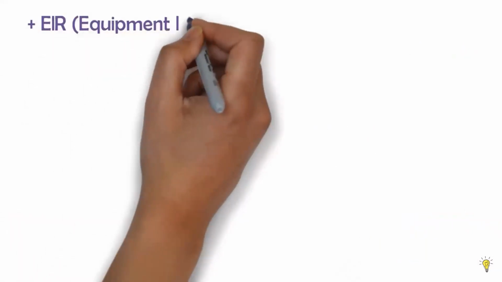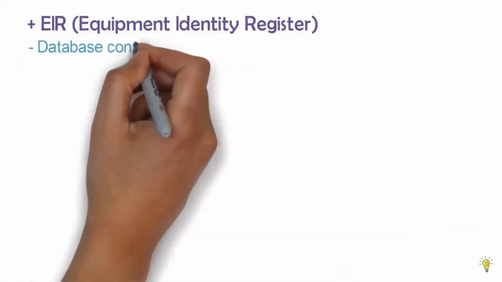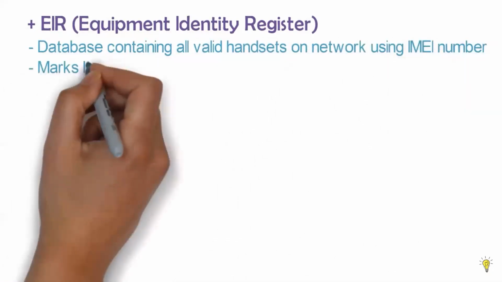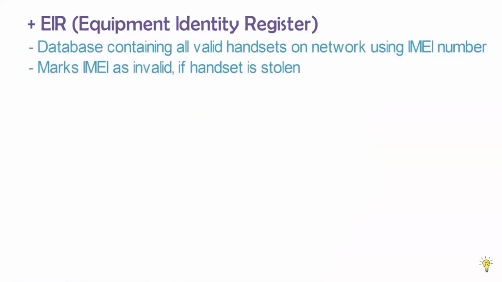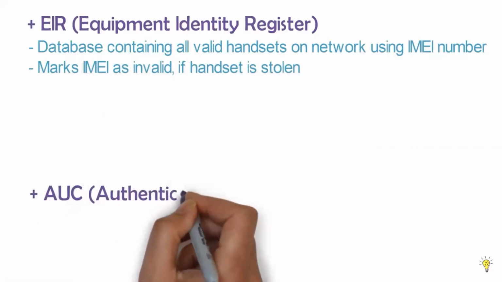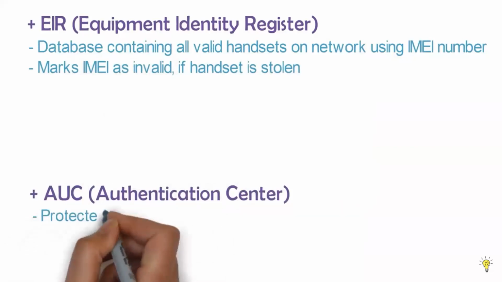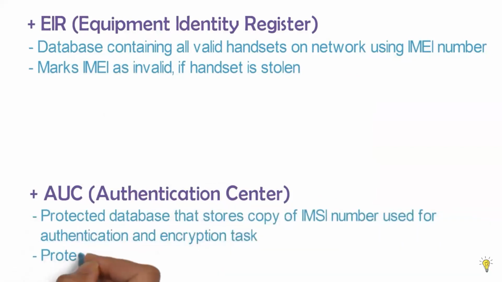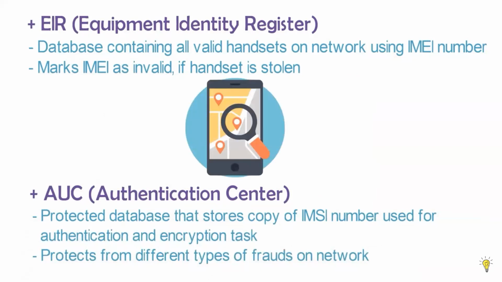The fourth one is equipment identity register. It is also a database that contains all valid handsets on the network using IMEI number. It marks an IMEI as invalid if the handset is stolen. Fifth element is authentication center, a protected database that stores a copy of the IMSI number for authentication and encryption tasks. It protects from different types of frauds on the network.